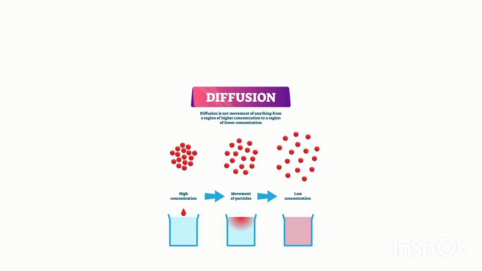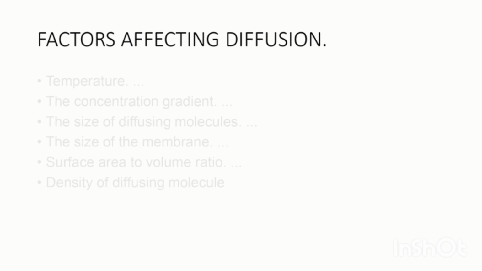What are the factors that affect diffusion? Diffusion is affected by temperature, pressure, and surface area. When the temperature is high, the rate of diffusion will also be high, and vice versa, just the same as osmosis. When the pressure is high, the rate of diffusion will also be high. The size of the diffusing molecules: when they are big and large, the rate of diffusion will also be faster. The size of the membrane: when the membrane is thin, the rate of diffusion will be faster compared to when the membrane is thick.